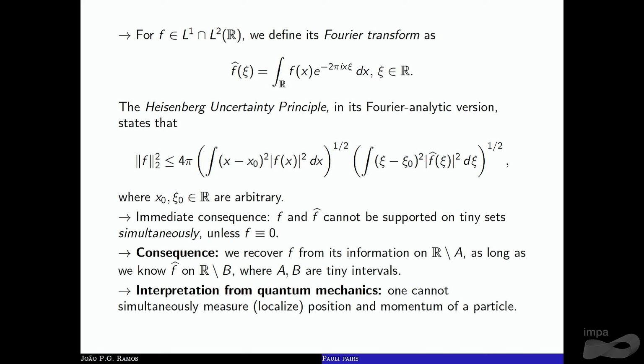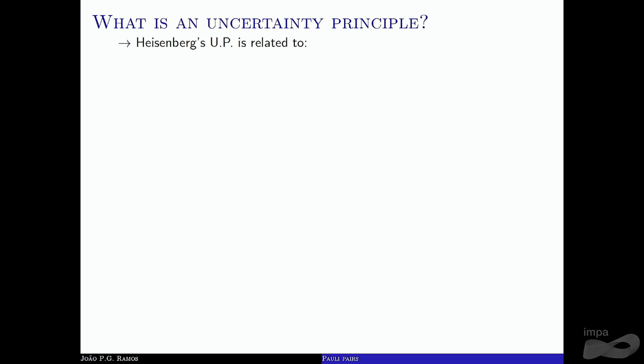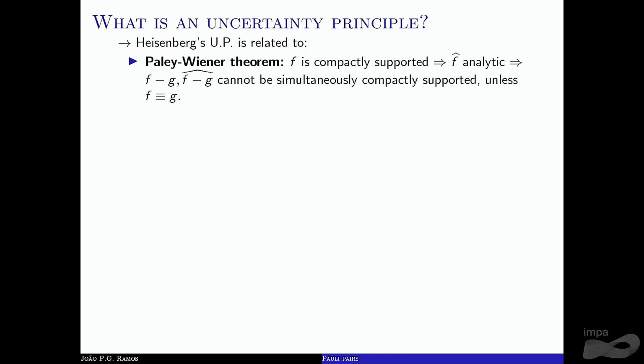Well, in order to show you guys that there's more to this uncertainty realm than this, let's maybe take a look at a few examples. So this inequality that we just saw is related to a couple of theorems. The first of which is the Paley-Wiener theorem that we saw in the previous talk already. One of the implications of the Paley-Wiener theorem says that if f is a compactly supported function, then its Fourier transform is analytic.